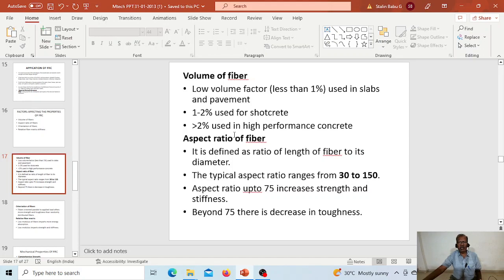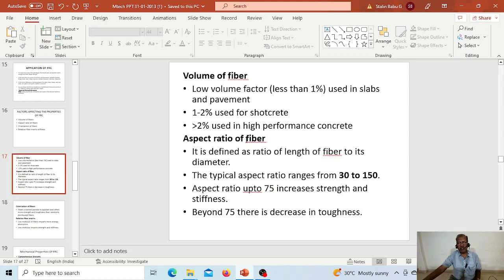The second factor, aspect ratio, is very important. L by D is the aspect ratio. It is defined as the ratio of length of fiber to its diameter. The typical aspect ratio range is 30 to 150, not less than 30, not more than 150. Actually, we are using 30 to 150. It is the best aspect ratio.